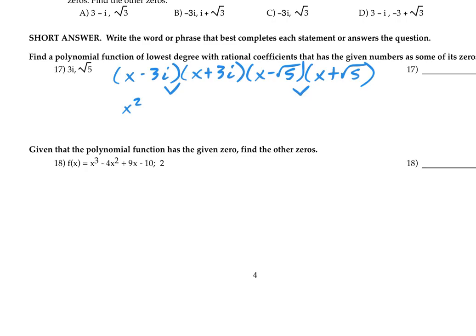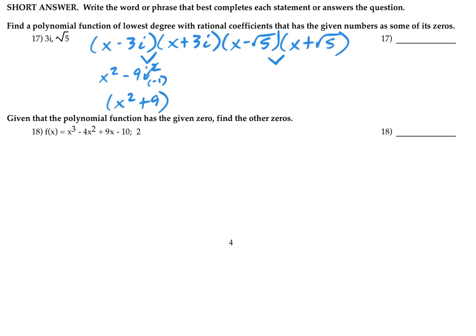And to save yourself a little bit of time here, these are conjugates. So when I do the outside and the inside, those 2 are always going to disappear, because you're going to have a positive 3ix and a negative 3ix. The 2 middle pieces are always going to cancel out. And then we're going to have minus 9i squared. But it's i squared, and we know that i squared is really -1. So this would become x squared plus 9. Look how all the i's disappear.